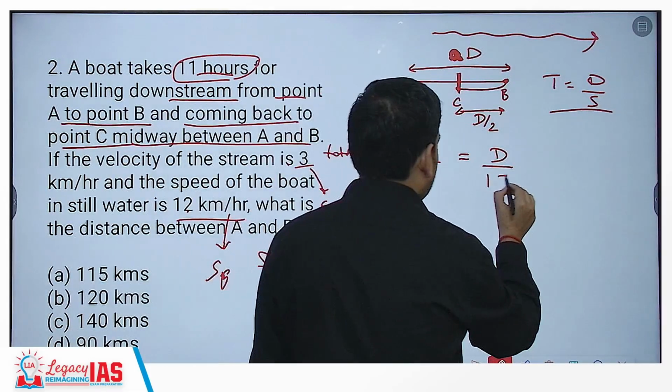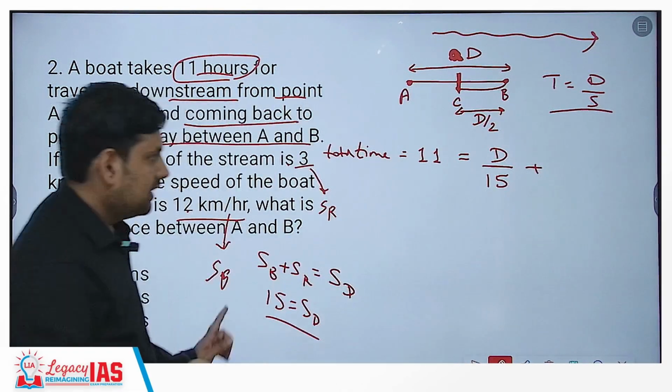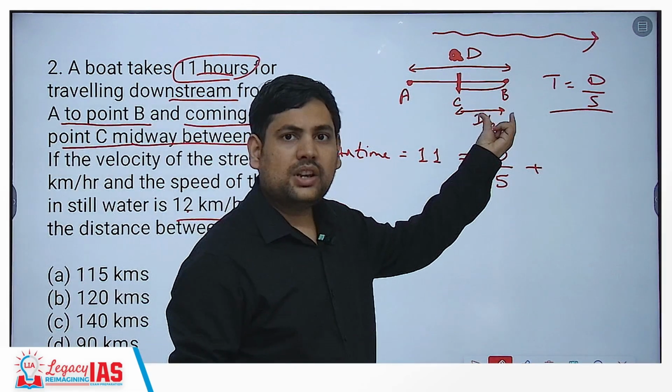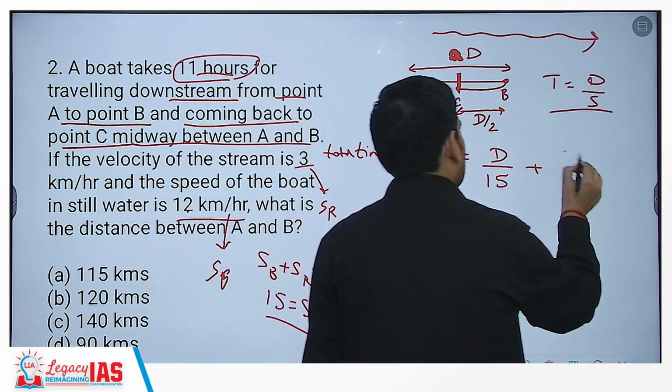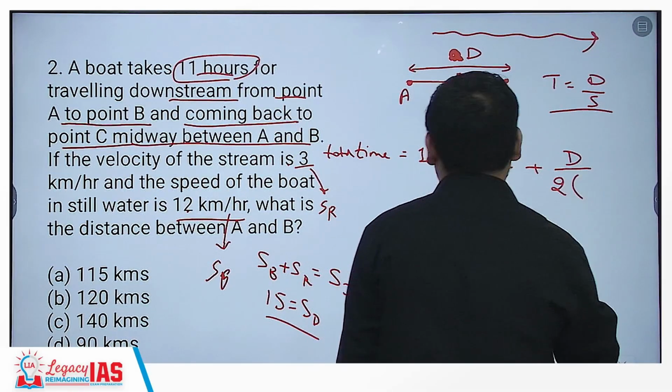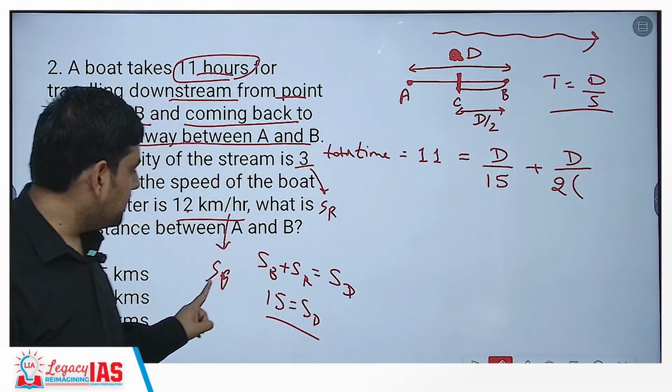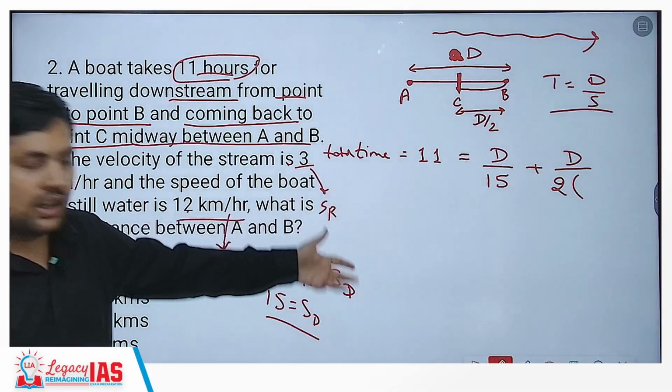So d divided by 15 plus the other, while going upstream, it is only traveling d by 2 distance. So let's write d by 2. Now what is the speed? It will be the difference between the two, that is 12 minus 3, that is 9.